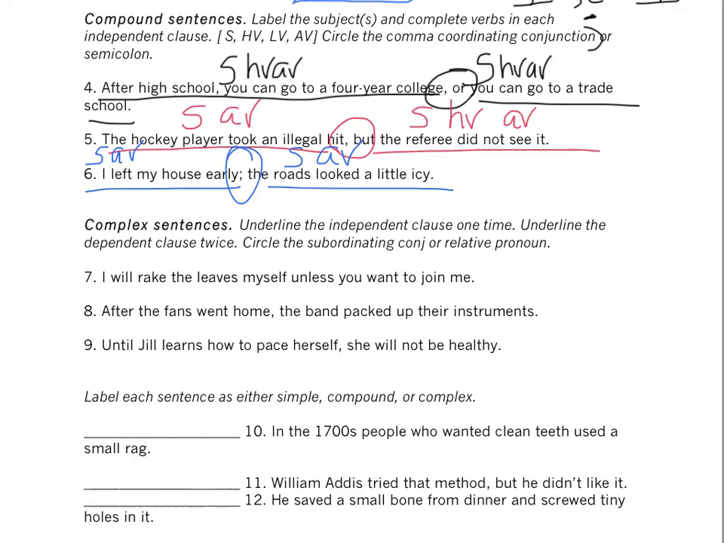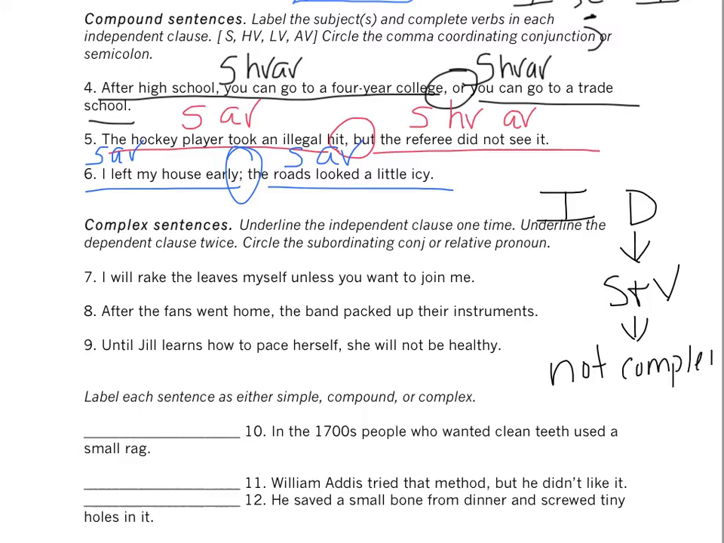Now we have complex sentences. Complex sentences are one independent clause and one dependent clause. You have to have one of each. Remember that a dependent clause has a subject and a verb, just like an independent clause has. The problem, though, is that it cannot make a complete thought. The reason why it can't make a complete thought is because it begins with either a subordinating conjunction or a relative pronoun.